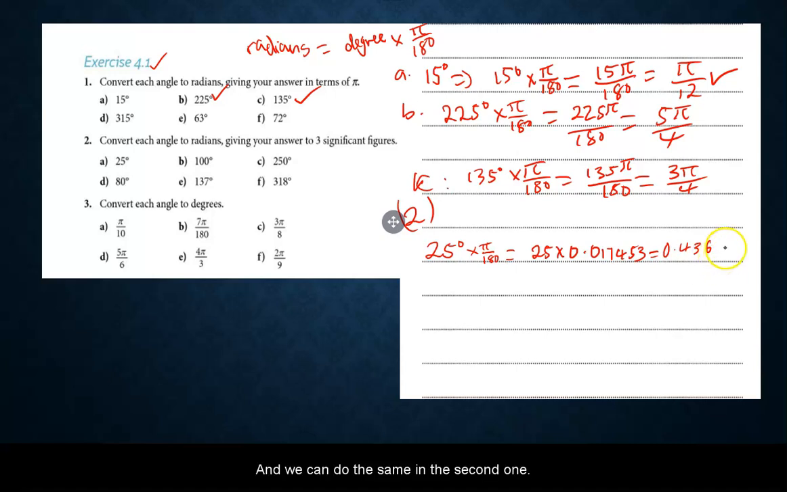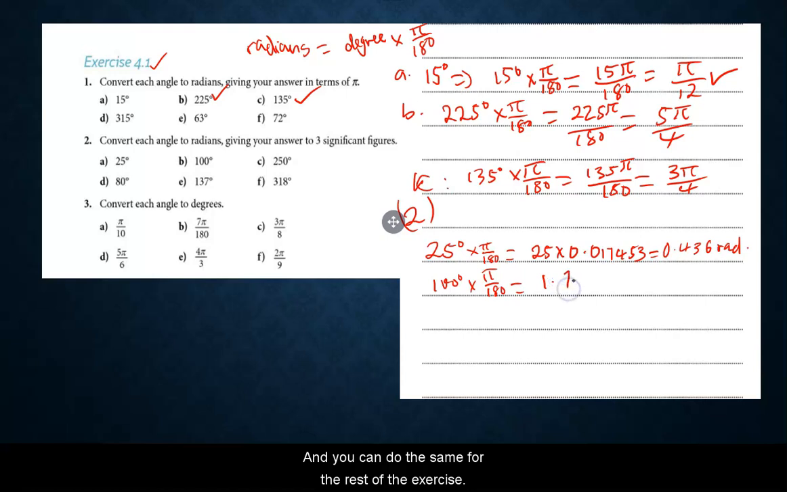Right. And we can do the same in the second one, B, 100 degrees. 100 degrees, multiply this by pi over 180. This should give us 1.745 rad. And you can do the same for the rest of the exercise. Confirm your answers in the link below this video.